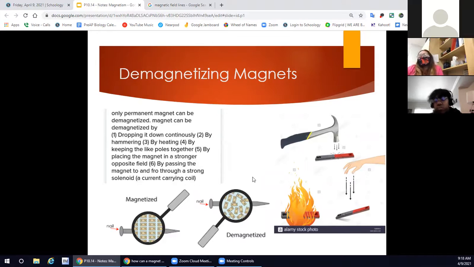But if you keep dropping magnets down, they're going to lose their alignment, because as you drop them, you're making those electrons get out of order, get out of sync. Obviously the same thing happens when you hit it over and over again. You're making those electrons stop moving in the same direction. You could also do it by heating. When you're heating objects, those electrons start spinning faster, getting more chaotic and out of alignment. By keeping the like poles together, north and north, south and south, they're going to be pushing apart so much that they're going to get weaker and weaker.